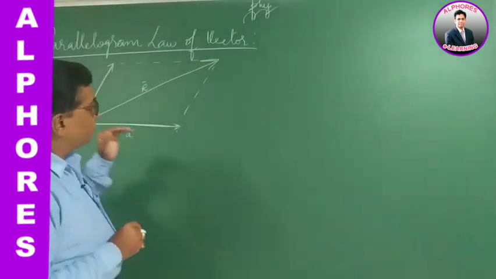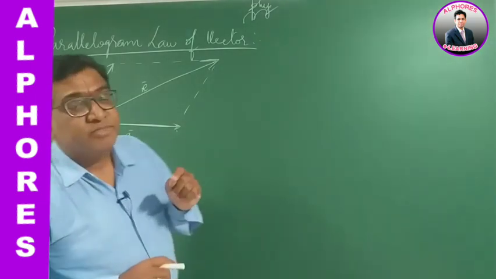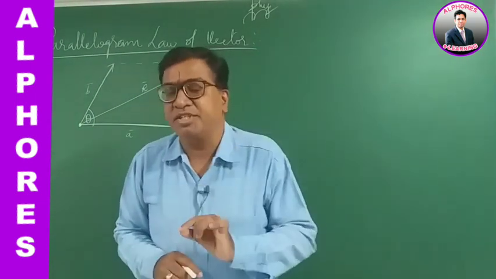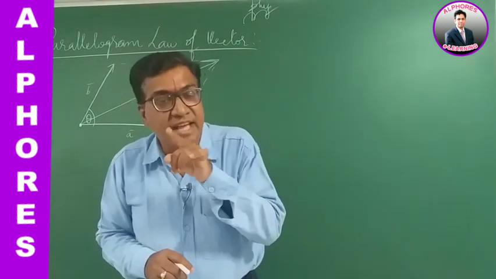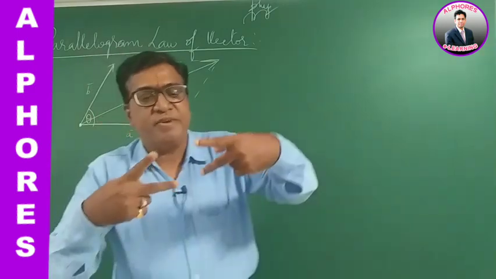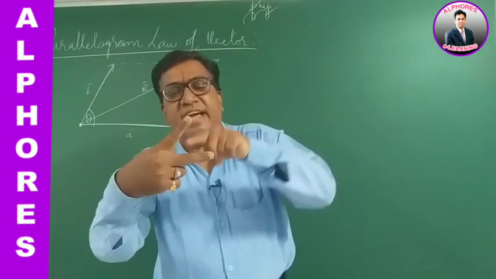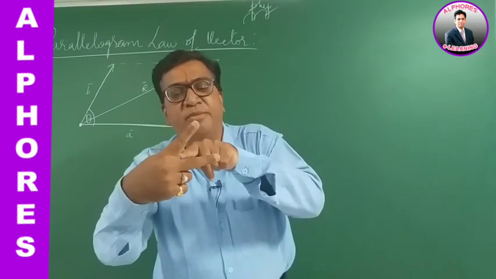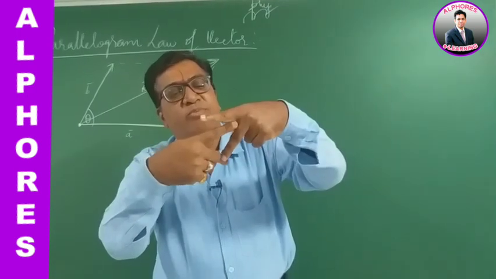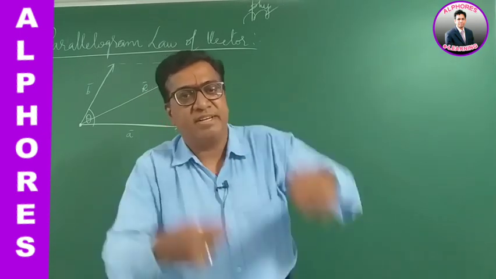So if two similar vectors are represented as two adjacent sides of a parallelogram, co-initial vectors starting from the same point, then the diagonal passing through the point of intersection of the vectors represents the resultant vector. So if this is the parallelogram, then the diagonal starting from this point to the opposite point represents the resultant vector.